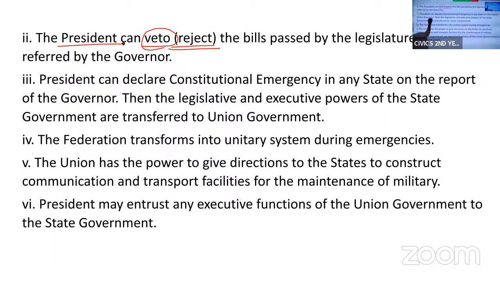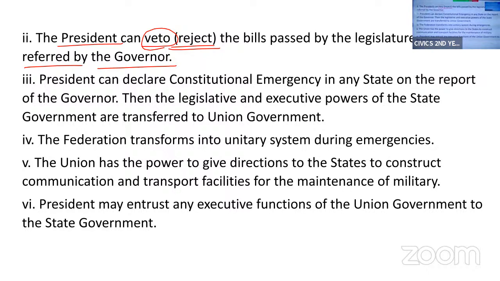This happens only when the governor refers the bill to the president, not for all the bills. The bill which is referred to the president by the governor, the president can reject. He has the power to reject those bills. They are passed by the legislature, but the governor has referred those bills to the president. In such a condition, the president can reject the bills.